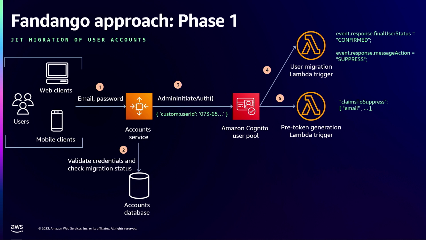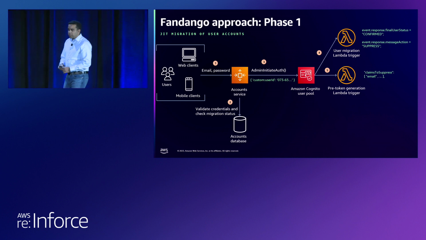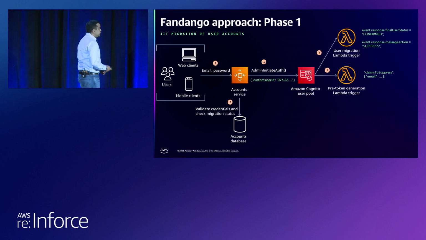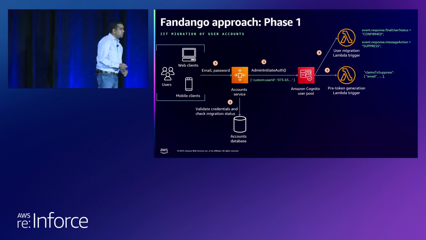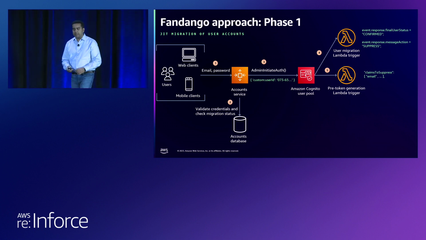Now, given that this user is a brand new user in Cognito user pool, Cognito will natively fire a user migration Lambda trigger, where we confirm the user status and also suppress any outgoing messages to the end user. Now, this is important because the user was already existing in your system, and you do not want to send any custom welcome messages to the end user. And we talked about reducing our PII scope from our identity tokens, we leverage the pre-token generation Lambda triggers to suppress any claims, such as email and names.